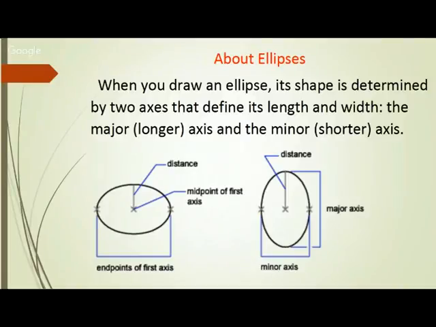So this is an ellipse. How will you define an ellipse? An ellipse is defined by its 2 axes, major axis and minor axis, right? On the right hand side you can see the definition of a major axis and minor axis. Whatever axis is bigger in size or length, that is your major axis, and whatever is small becomes your minor axis.